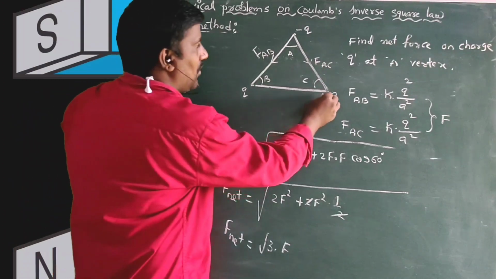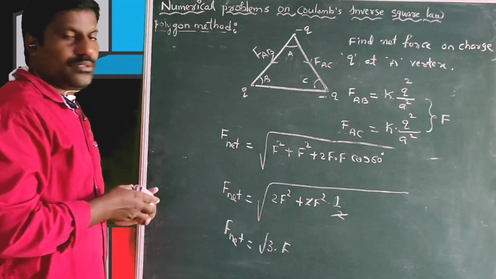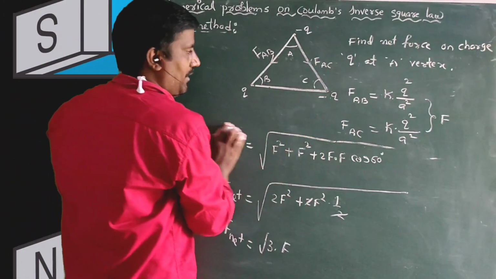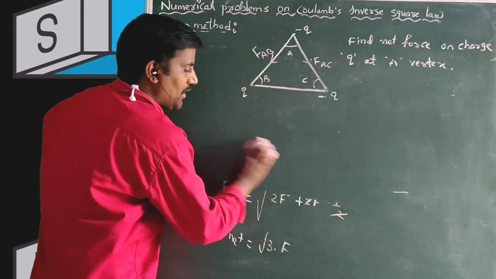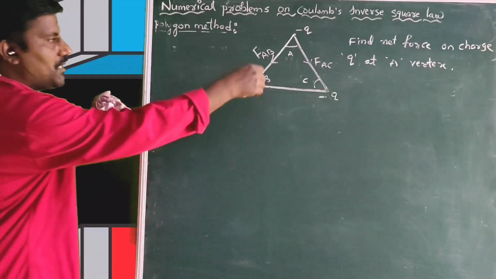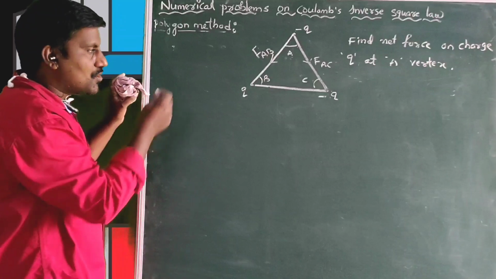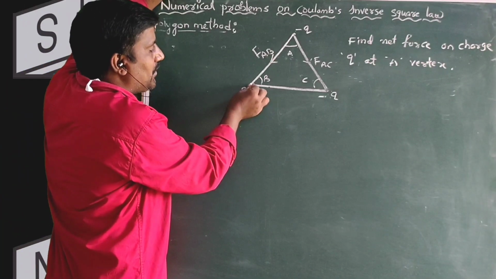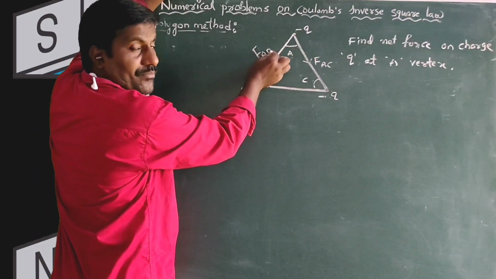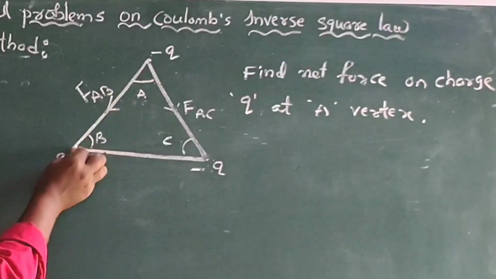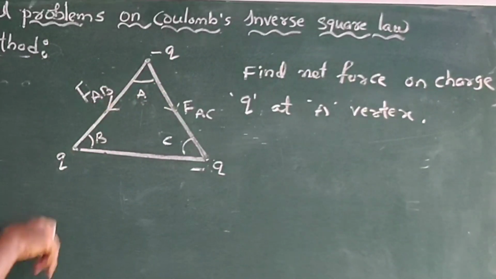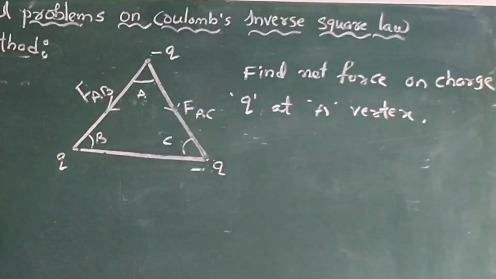Next problem. If the charge at C is minus Q, what is the net force on charge A? So here, due to this B charge, that means the plus Q charge, the force on the minus Q charge, that is FAB, is acting along this one, because due to this B charge, the force on charge A is attractive. That means this charge attracts the minus Q charge along this one.